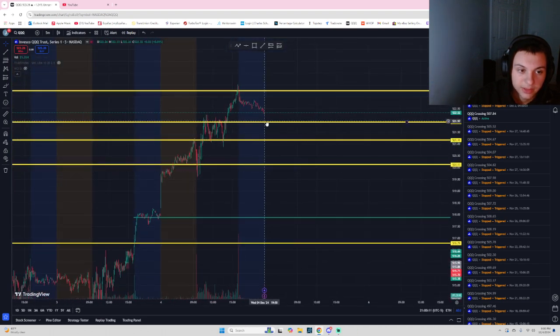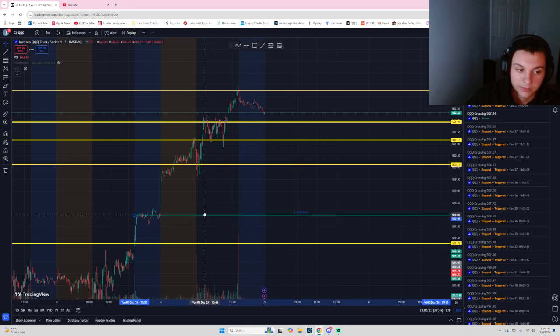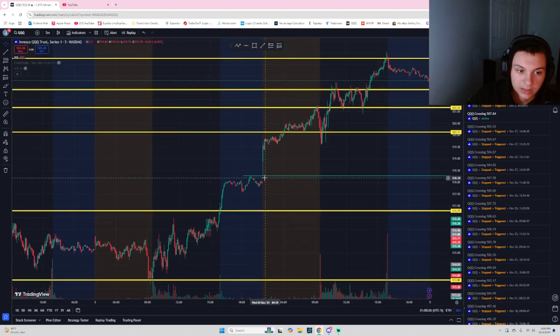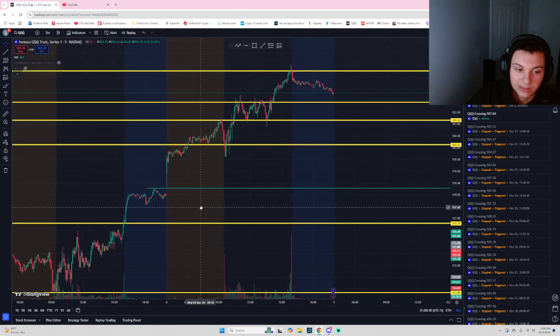Because if it breaks through this level, I'm looking for puts. If it breaks through this level, again, I'm looking for puts. And if it breaks through this level here, I'm looking for a take profit at this zone here. Actually, I'm going to move it up to right there because as we can see, it came all the way down here, touched, and rejected right back up. So this is a target area I'm looking at.